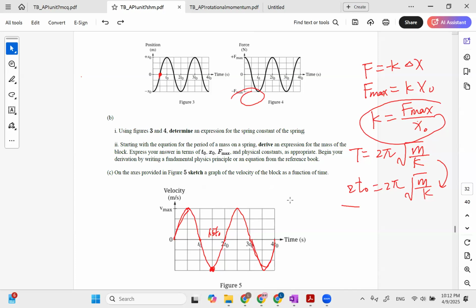1.5 T0, where is it? Using the position versus time graph, you will see 1.5 T0 is x equals 0. So it should be at equilibrium. Does it make sense? You got it, right?